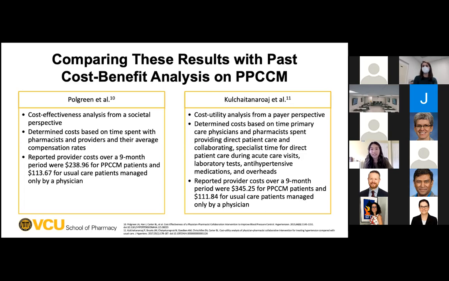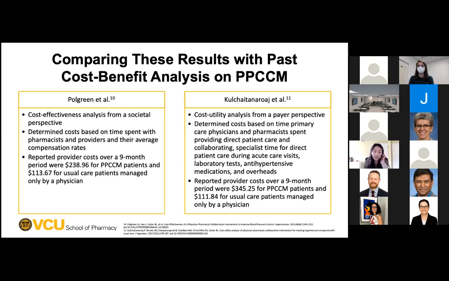And then this other study, whose last name I will not even attempt to say, was a cost utility analysis from a payer perspective. They determined costs based on time primary care physicians and pharmacists spent providing direct patient care, and collaborating specialist time for direct patient care during acute care visits, laboratory tests, antihypertensive medications, and any overheads. They also reported provider costs over a 9-month period were $345.25 for PPCCM patients and only $111.84 for usual care patients managed only by a physician.